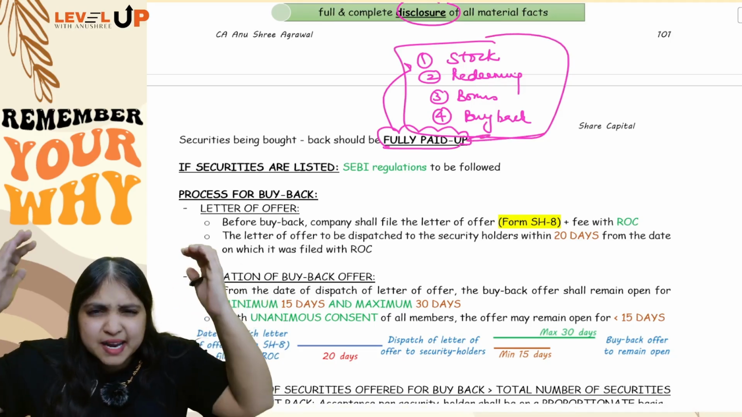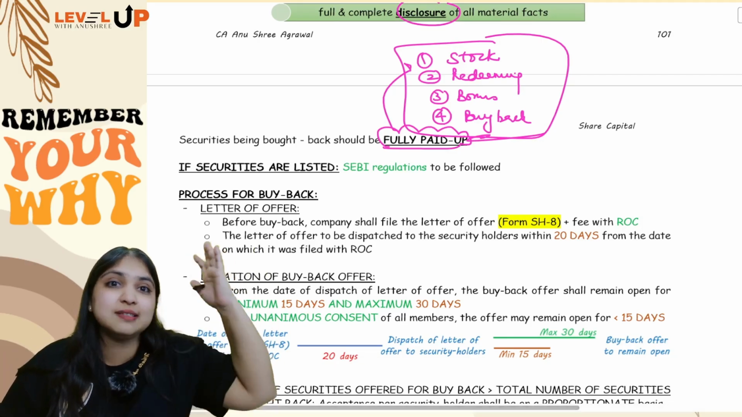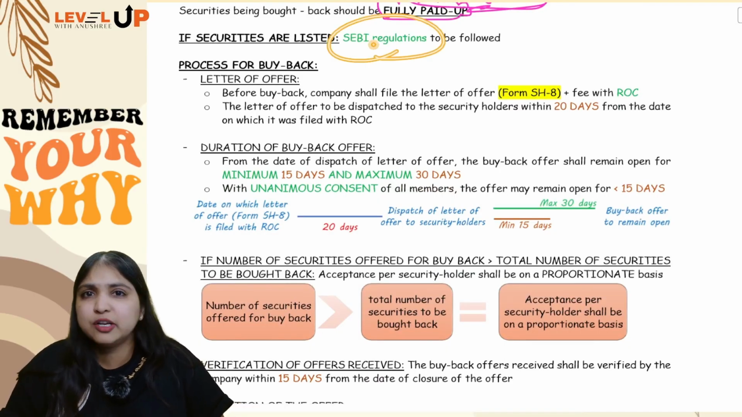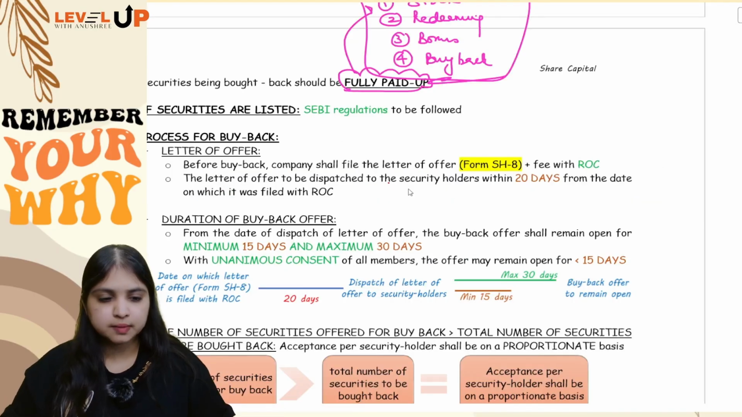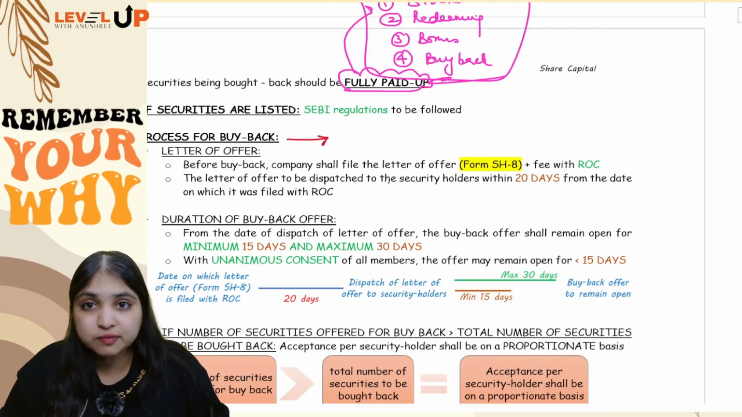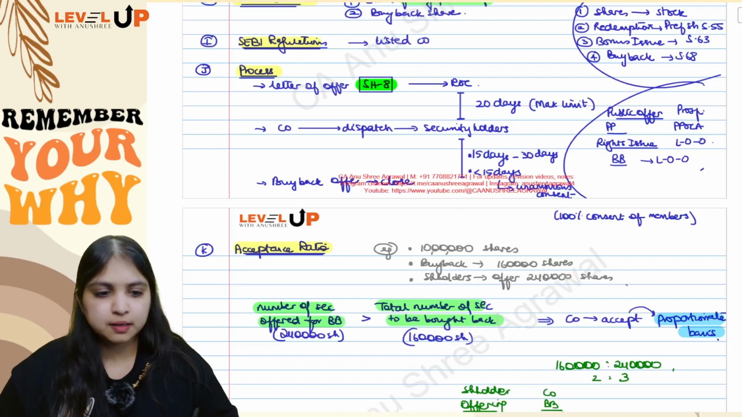Learn like this guys, make lists like these. As many lists as you can, make them. It makes revision much easier the day before the exam. Then, if the company is a listed company, of course, SEBI regulations also have to be followed. If you've understood the process for buyback till here, from this part onwards, let me take you directly into the classroom mode. We'll revise it from there.